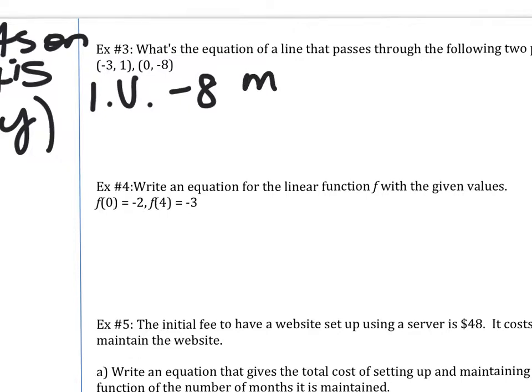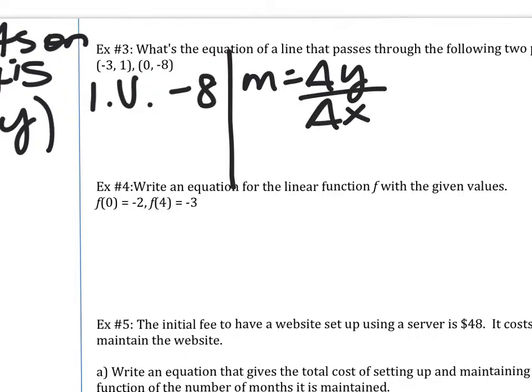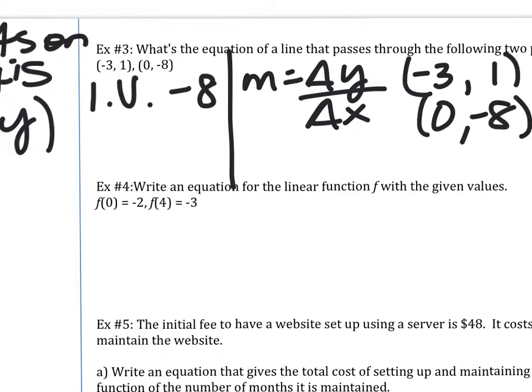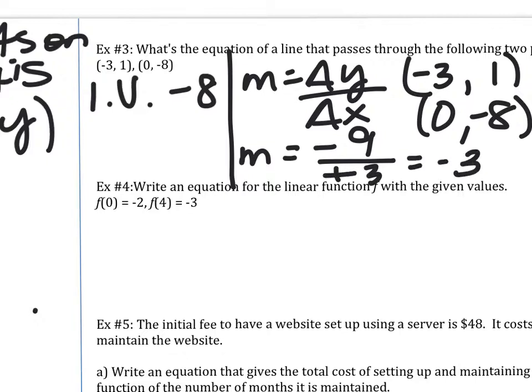But since we're pretty good at slope now, we can figure that out. So remember that your slope equals the change in your y's over the change in your x. So in this case, we have -3, 1, and 0, -8. So from 1 to -8, we're going down. So we have negative, and it's going down by 9. 1 plus 8 is 9. From -3 to 0, we're increasing, and we're going up by 3. So the slope of that line is -3.